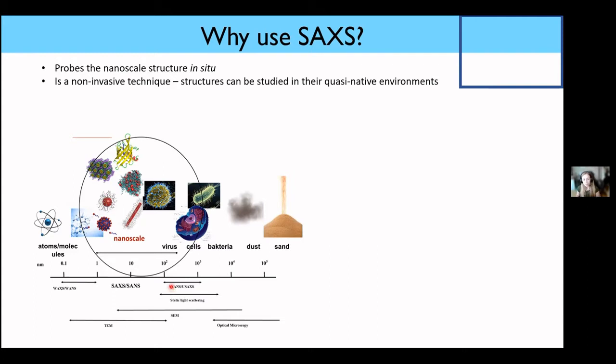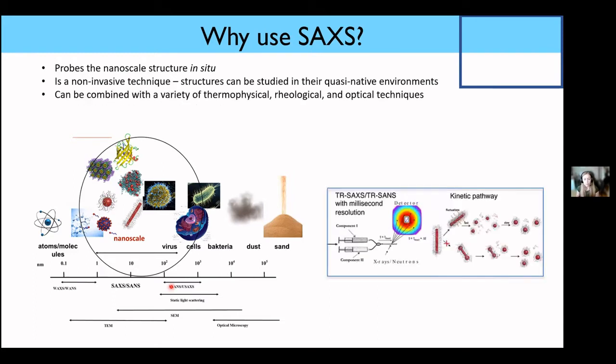Now, another benefit is that this can be combined with a variety of techniques for perturbing your system. If you want to change the temperature, apply pressure to your sample, stretch your sample, apply an electric field, or do rheology while studying your sample, all of this is possible while still doing small angle X-ray scattering.